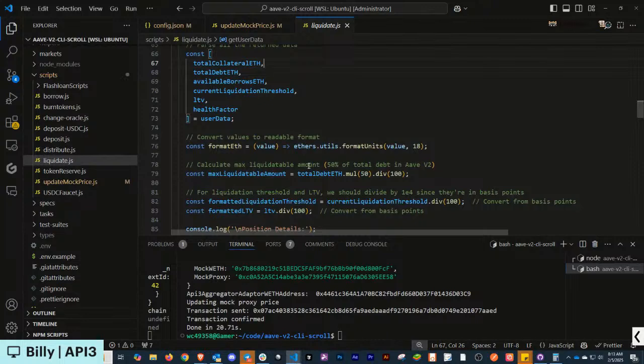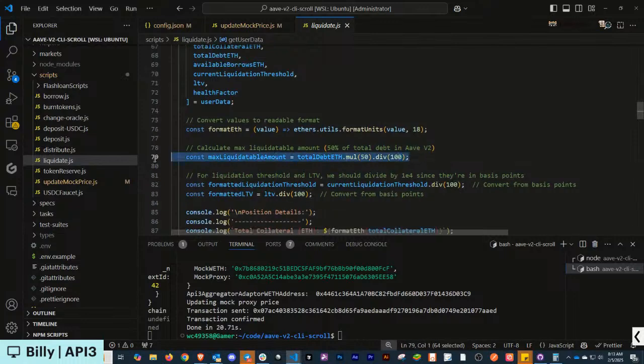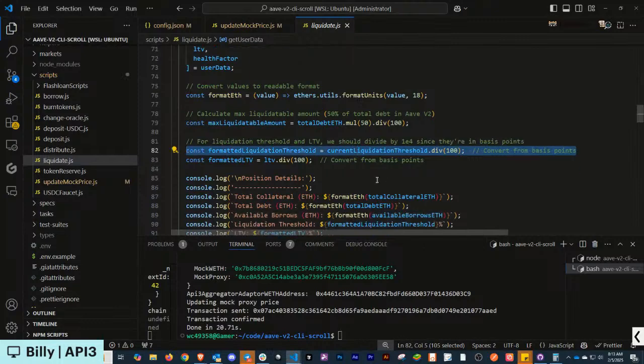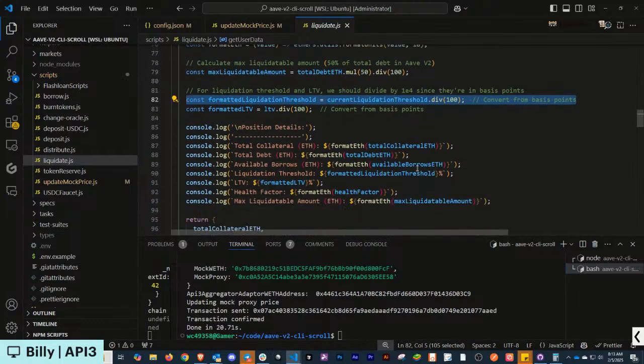So we want to be able to calculate our max liquidation amount. We know that in Aave V2, the max we can pay is 50%. So I'm doing this on here. In your script, if you were doing Compound or another bot, you would obviously go based on the close factor. So you can choose. And then I want to convert this so you can see what the values are in a readable format on here.